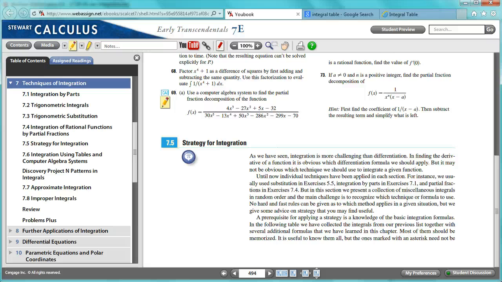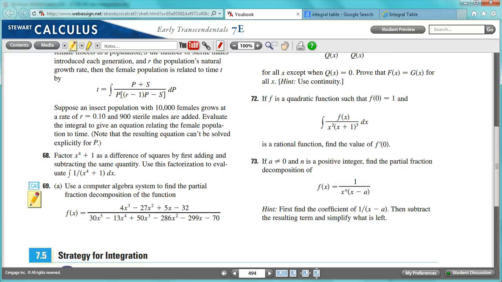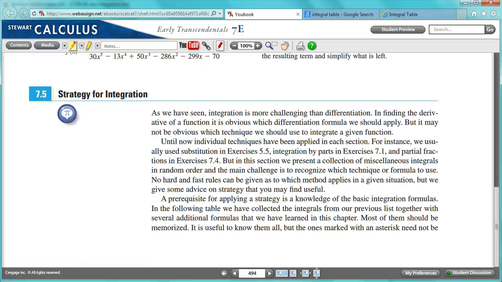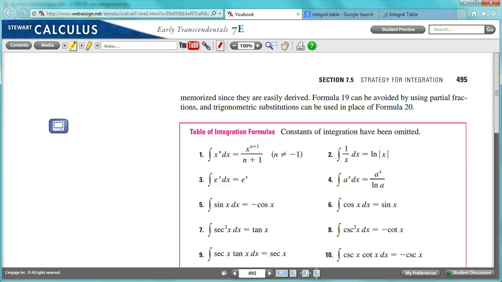Section 7.5, Strategy for Integration. This is not a usual section. This is a summary section. We do not deal with any new technique here. It just summarizes everything that we have been through here. It does try to give you some step-by-step process, but please be warned, that step-by-step process doesn't always work.